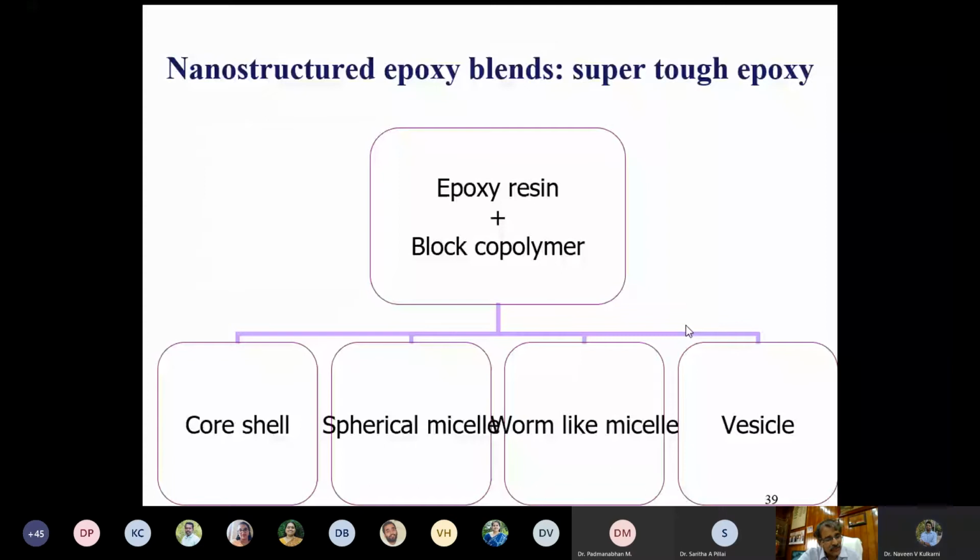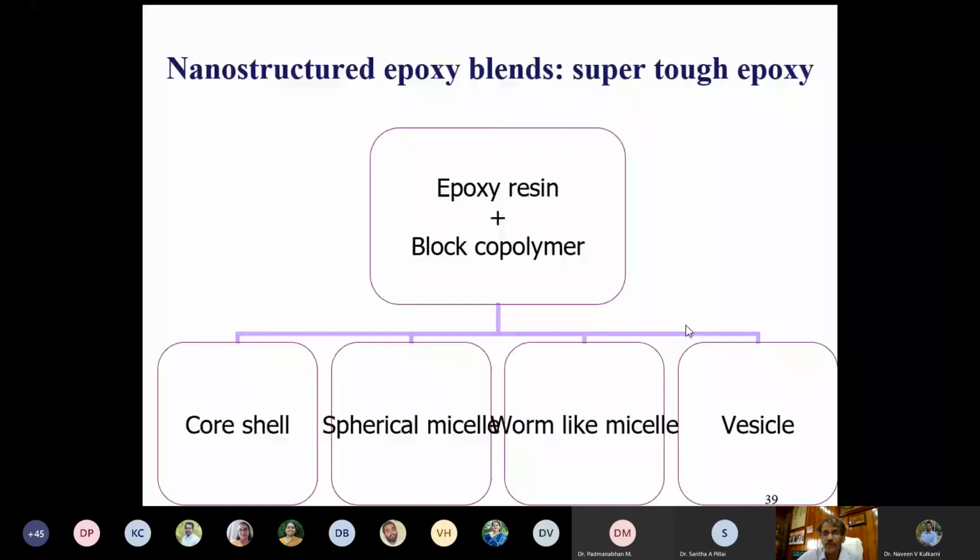We have done something interesting with another PhD work, again with epoxy. We have mixed epoxies with block copolymers. The earlier slide, what I showed was epoxy with thermoplastics, SAN, ABS, etc. This is again an interesting PhD work we did. We mixed epoxy with the block copolymers. You know, block copolymers are very fascinating material.